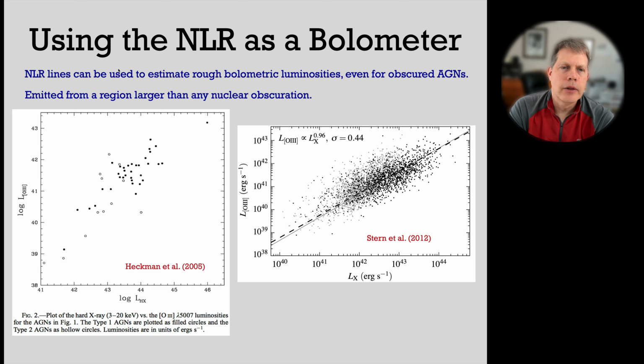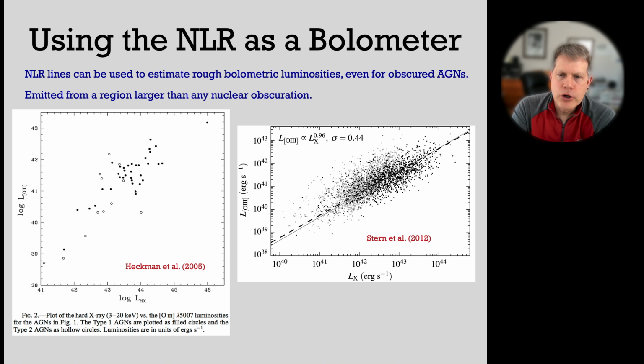Another point of utility for the narrow line region is you can use it essentially as a bolometer to measure the total bolometric luminosity of an AGN. And that works even for obscured AGNs, owing to the fact that, as I've talked about, the narrow line region normally lies outside any small-scale nuclear obscuring material.